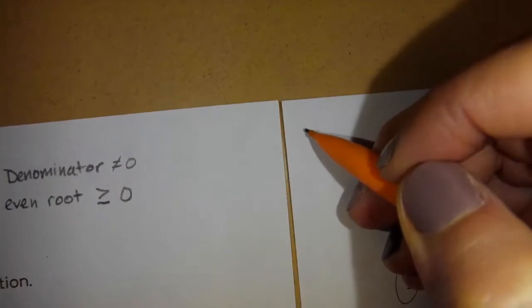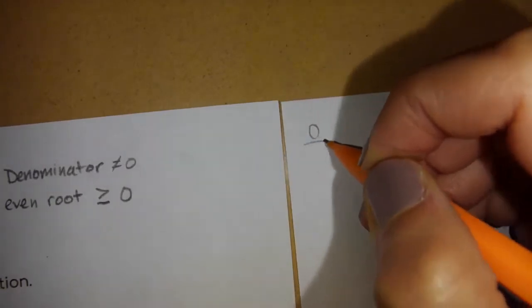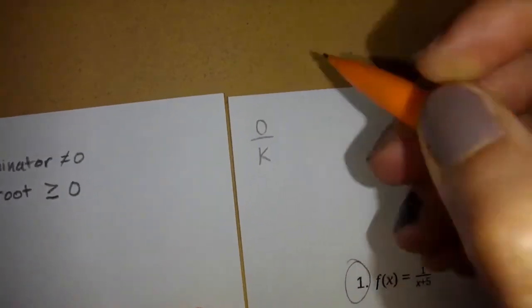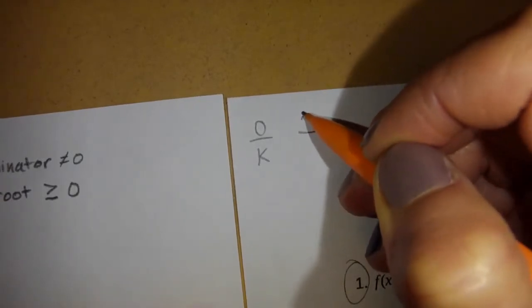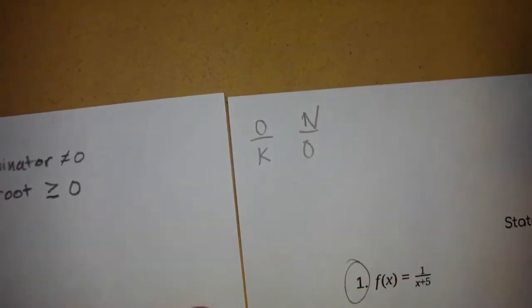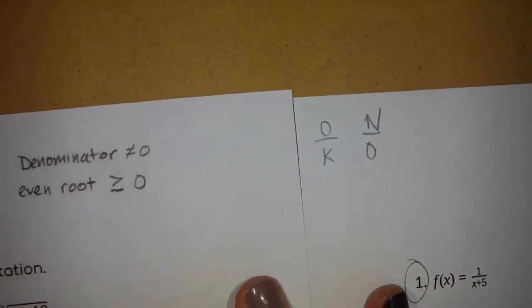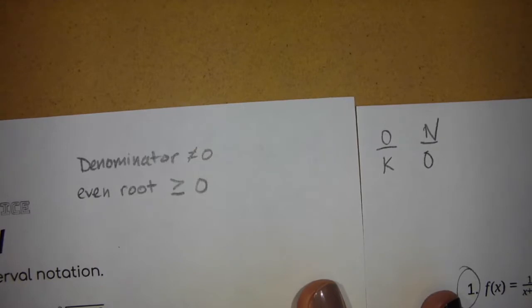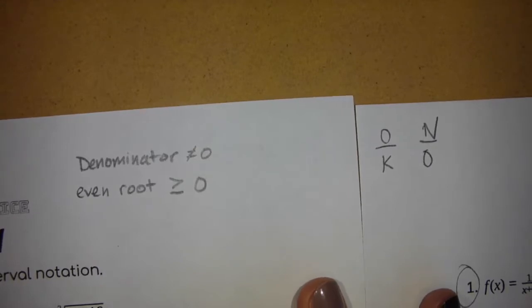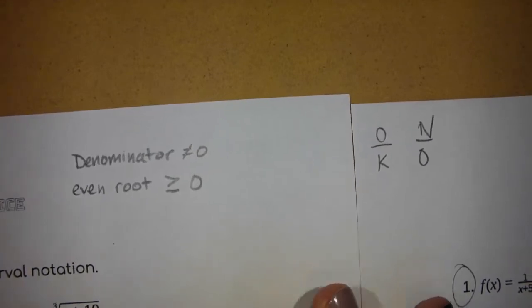I don't know if you've ever seen this, but a 0 in the numerator is okay, but a 0 in the denominator is not okay. So that would be a no. It cannot equal 0 in the denominator, but it could be negative. That's why we're not saying anything greater than 0. It can be a negative number.